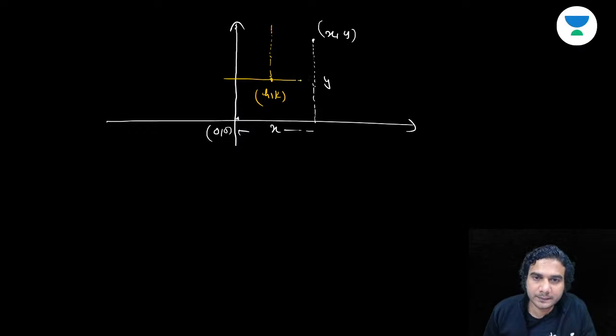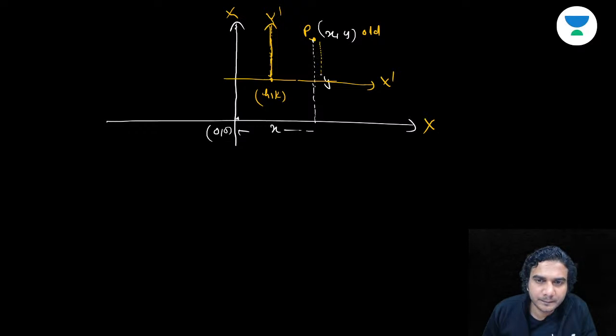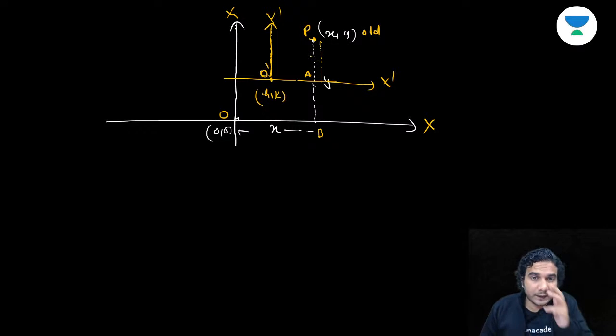These are the new coordinate axes. Then what will be the new coordinates? These are old coordinates, meaning with respect to these old axes. Now these are new axes, x dash, y dash. Now what are the new coordinates of this point P? Say this is A, and this is O dash. Can you tell me PA? PA will be the y coordinate. So what is PA? Try to figure out PA.